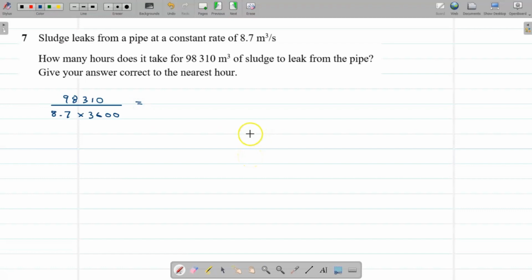That comes to 113 over 36 on the calculator, and that can be written as 3.138 recurring, but it wants it to the nearest hour, so you just need to say 3 hours, to the nearest hour. Or what you could do is just say approximately 3 hours, because they've asked you to give it approximately or to the nearest hour. So that's that question done.